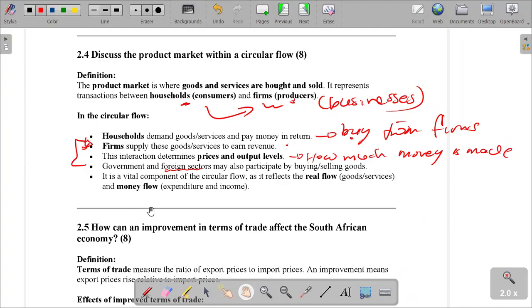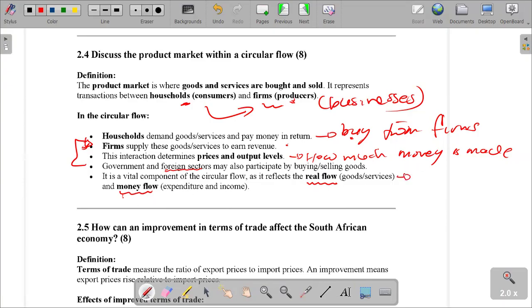The product market is a vital component of the circular flow as it reflects the real flow, which is the goods and services. Guys, if you have been studying economics from grade 8, you know what the real flow is, and you know what the money flow is. You know which market is part of the real flow, and which participant is part of the money flow, right?